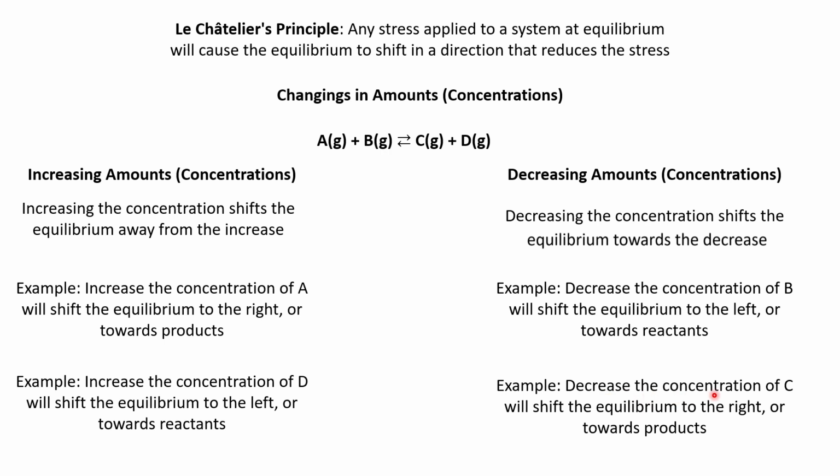Okay, so now let's decrease the concentration of C, our product. Again, we're going to shift the equilibrium towards the decrease. So we are going to shift the equilibrium to the right or towards products. So just to reiterate, if you're increasing amounts, you're going to shift away from the increase. A decrease in amount is going to shift the equilibrium towards the decrease. So changing the amounts is one way we can apply stress to an equilibrium and cause a shift in that equilibrium. But there are other ways that we can cause stress to a system at equilibrium.